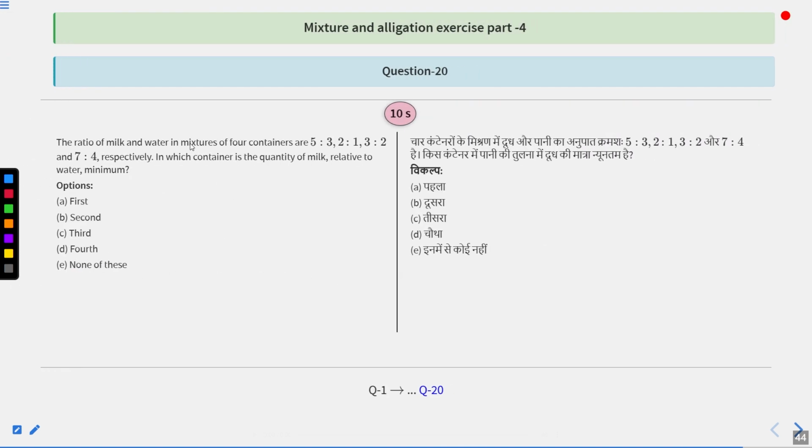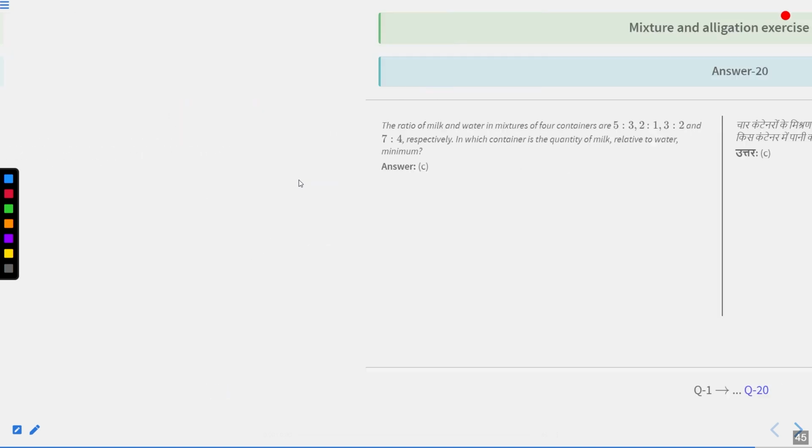The ratio of milk and water in the mixture of 4 containers are 5:3, 2:1, 3:2 and 7:4 respectively. In which container is the quantity of milk relative to water minimum? You have 5 options and 10 seconds to analyze the question. Your time starts now. Now time's up. Let's see the solution.